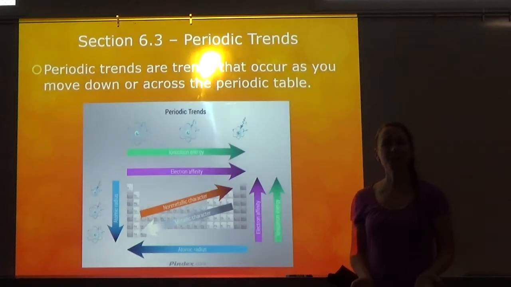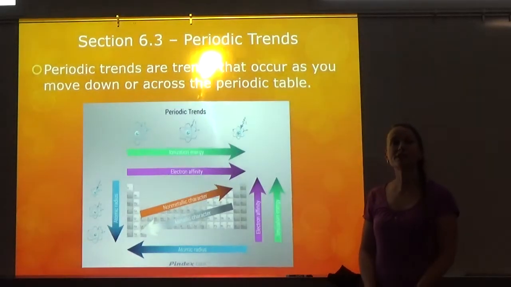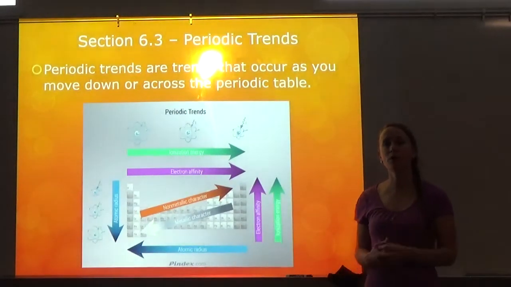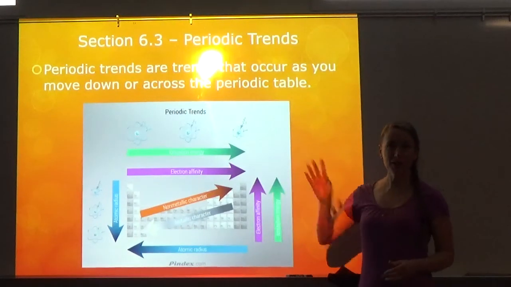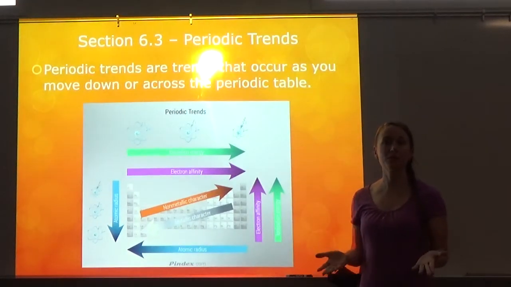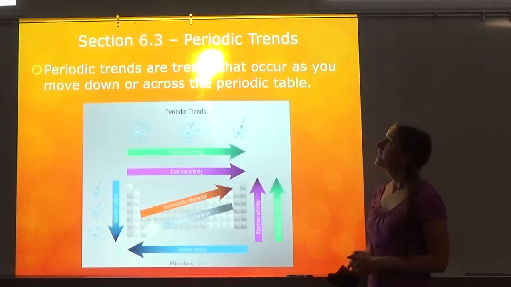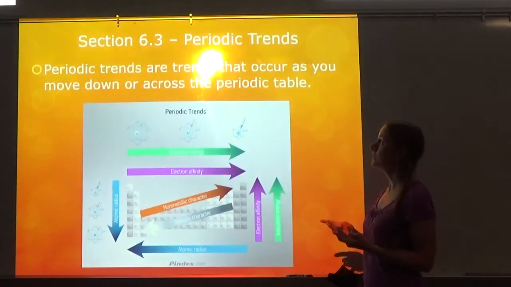Alright, so this is the Honors Chemistry lesson video for section 6.3, and this is going to be part 1 because there's quite a few periodic trends we got to cover, so I'm going to cut the video into 2 different parts. So periodic trends are trends that occur as you move down or across the periodic table.